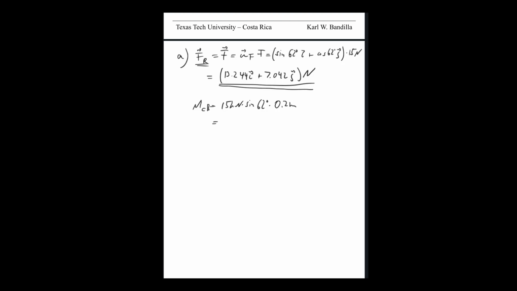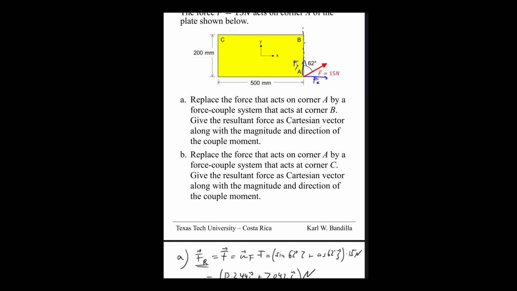If I plug that in, I get 2.6488 Newton meters. Oops, that's a meter. Which means it is turning counterclockwise. All right, that was part A. Now for part B, we're supposed to do the same thing, but instead of moving it to B, we're moving it to C right over there.